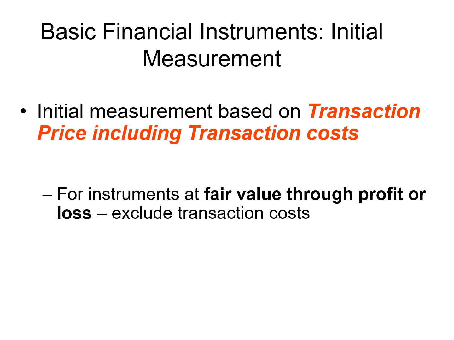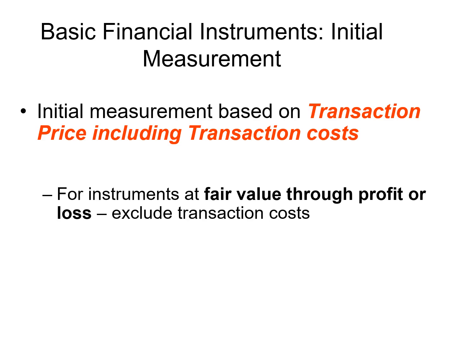So measuring our basic financial instruments, initial measurement is always based on the transaction price, including any transaction costs, except where we've got our financial instruments that are measured at fair value through profit or loss, where we exclude any transaction costs. But that's similar to what we have in IAS 39 presently.